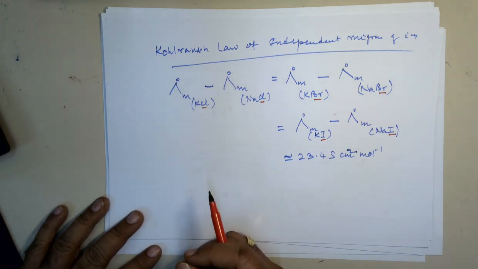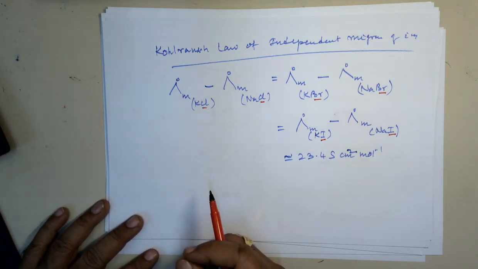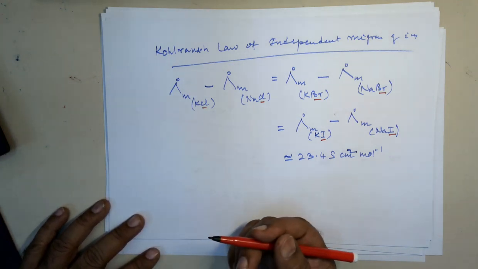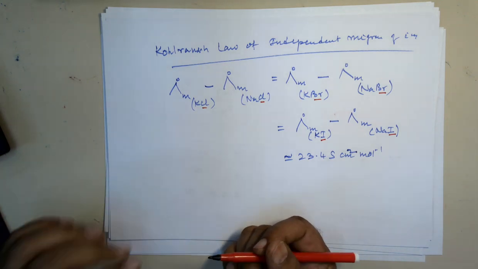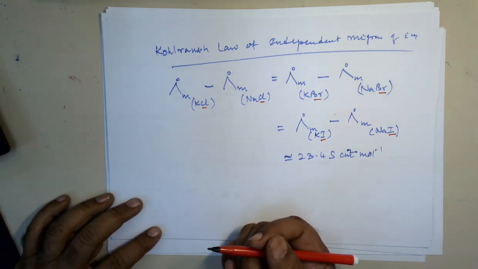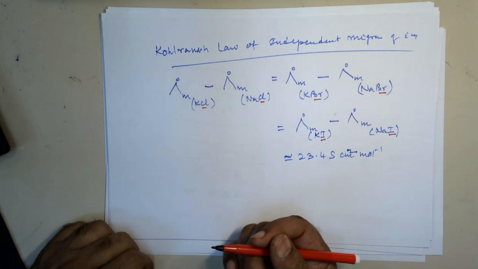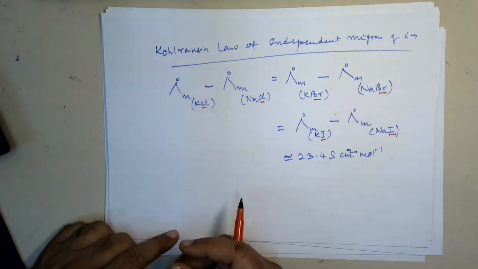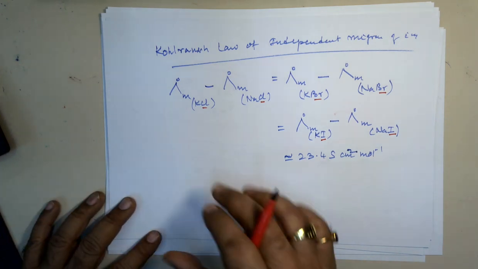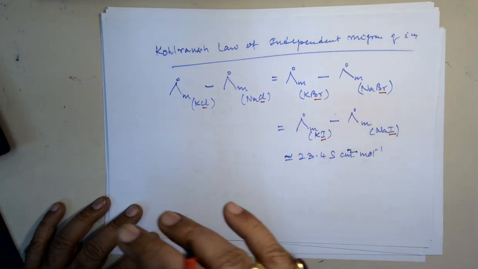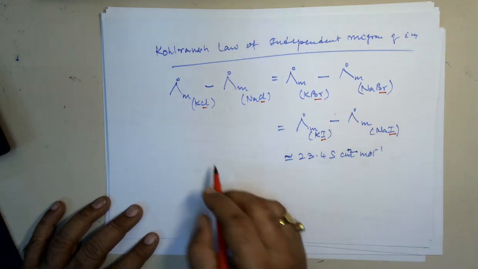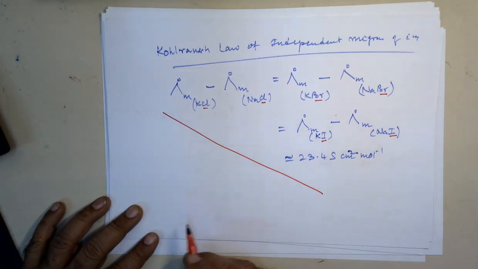This is called what? Kohlrausch law of independent migration of ions. Are you able to follow? So it means the limiting molar conductivity of an electrolyte can be represented as the sum of individual contributions. So this law can be interpreted in another way as I'll introduce a simple equation.